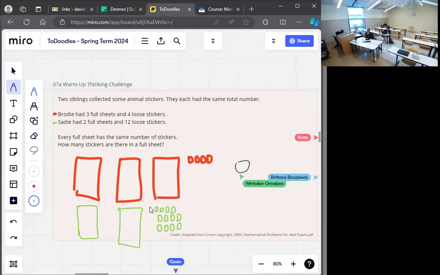Are we adding both colors up? No, we know that the total amount of stickers is the same. So Brody, let's pretend it's 6. So he has 6, 6, 6, and 4. 6 times 3 is 18, so that would be 22. If it is 6 for the answer, then she has 6, 6, and 12. And no, that makes a different number, so that's not it. Does that make sense as an example?